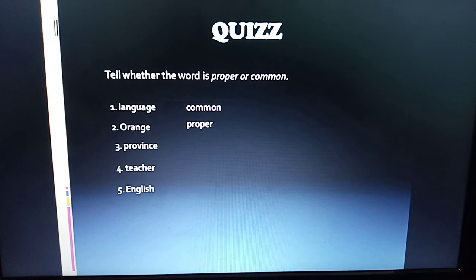How about number 3, province? Do we know what province we are talking about? Hindi natin alam kung anong klaseng province. So that is common noun. How about teacher? Alam ba natin kung sino yung teacher na tinutukoy natin? Hindi. We do not know who and what kind of teacher we are referring to. That's why that is a common noun. How about English? Yes, very good. English is a proper noun because we know what kind of language we are talking about.